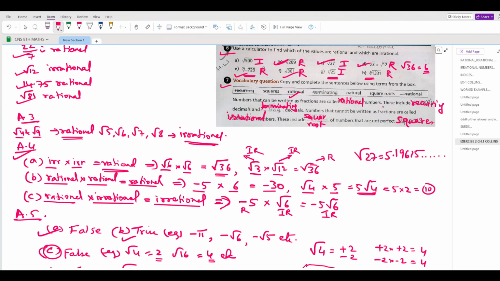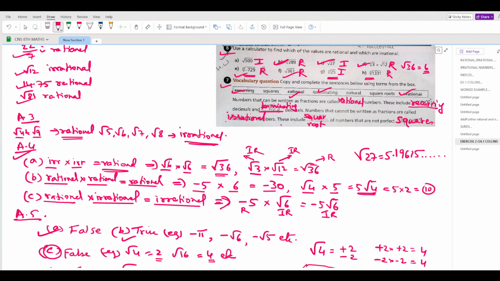Then in continuation it says these include dash decimals and dash decimals. So these rational numbers include recurring decimals as well as terminating decimals. I've picked up recurring from here and terminating from here. Next, numbers that cannot be written as a fraction are called irrational numbers. Numbers which cannot be written as a fraction will not be rational, and the numbers which are not rational will be irrational. So I pick up irrational from here and write irrational over here.